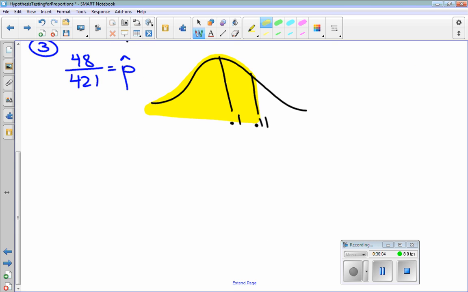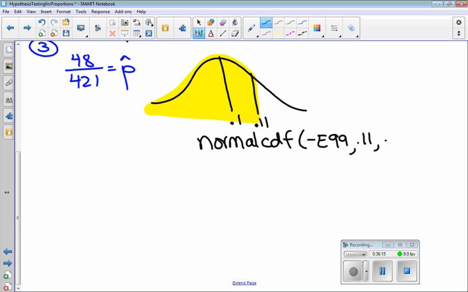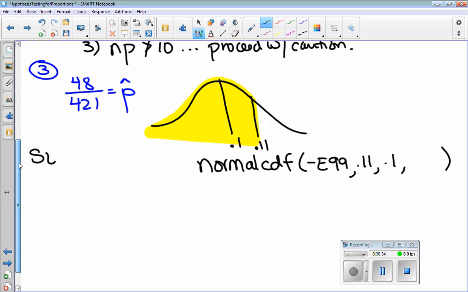What other information are we going to need here? So we're going to find this. It's normal CDF, lower bound, upper bound, mean. Why did I leave the last number blank? Because we don't know it yet. Can we find it? Don't we have a formula for it? Right? I think we do.